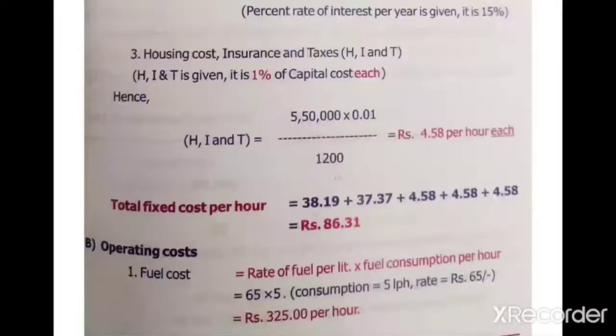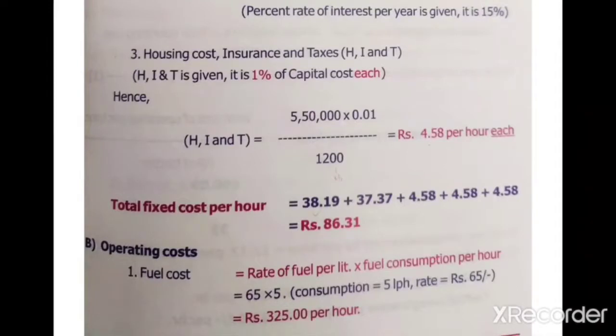Now the third cost is housing cost, insurance and taxes, which are taken as 1% of the capital cost each. So here, 5,50,000 into 0.01 divided by 1,200, because we want this cost per hour, and the total working hours are 1,200. Finally we get the answer of rupees 4.58 per hour each.